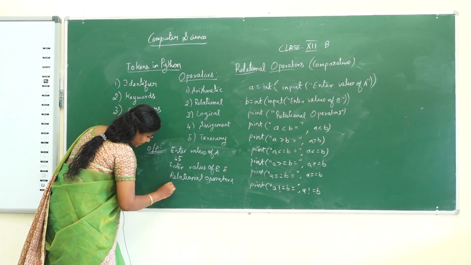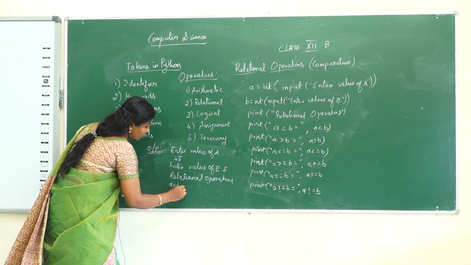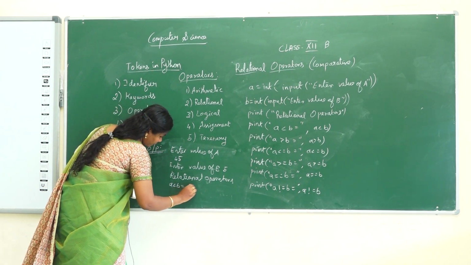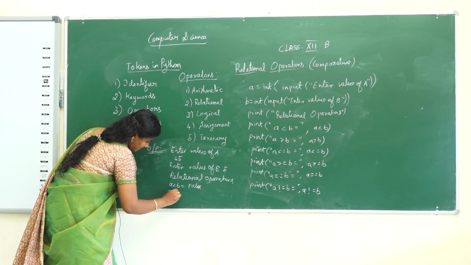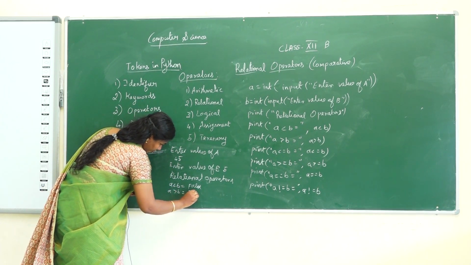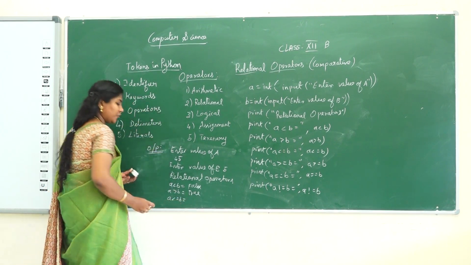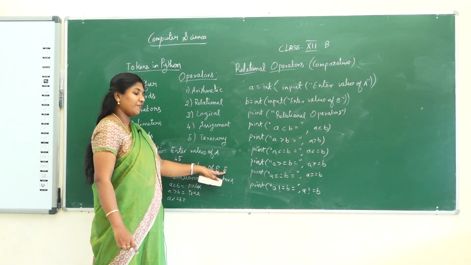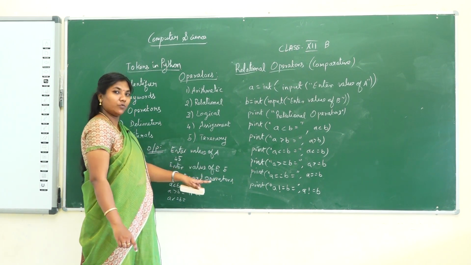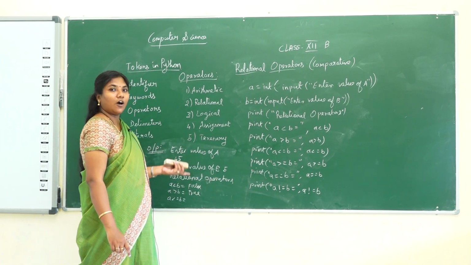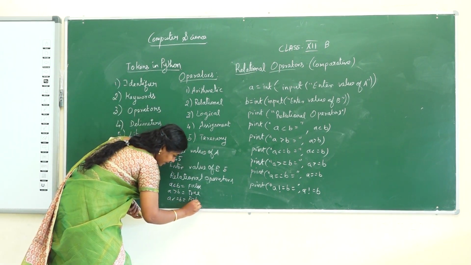So A less than B, whether A is less than B? No. So A less than B is equal to false. A greater than B? True. A less than or equal to B. What do you mean by less than or equal to B? Suppose I am having the value of B as 45, then it has the equality as equal to. So either it may be less than or it may be equal to, then we will be having it as true. So we are having it as false.